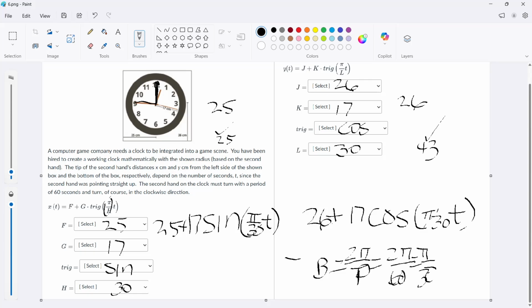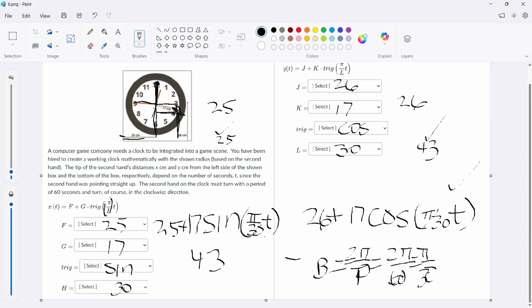What about when t equals 15 seconds? I should be 25 plus 17 away from the left side. 25 to get to the middle, and then 17 because of the length of the hand. So what is pi over 30 times 15? It's pi over 2. What is the sine of pi over 2? 1. 25 plus 17 times 1 is 43, and that is 25 plus 17, 43. Check. This one, I want to be in the middle. What is the cosine of pi over 2? Pi over 30 times 15 is pi over 2. Cosine of pi over 2 is 0. 26 plus 17 times 0 is 26. So I'm 26 from the bottom for the y.